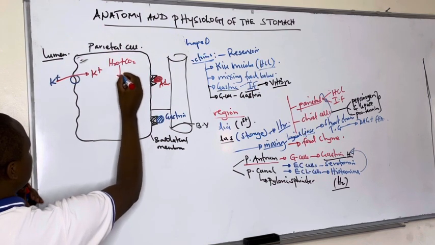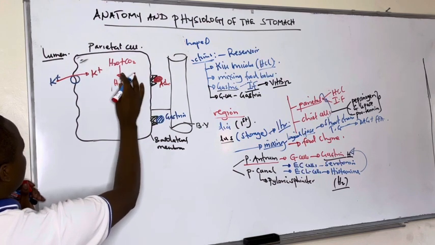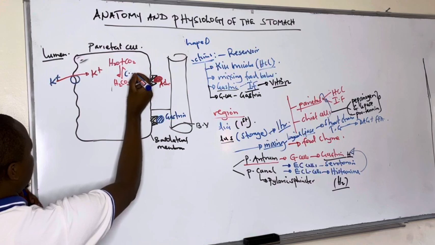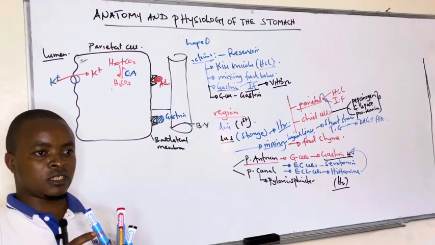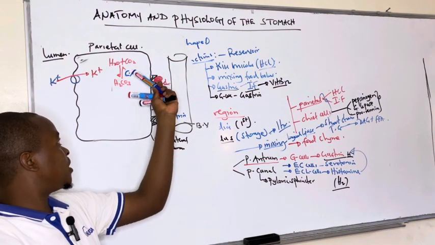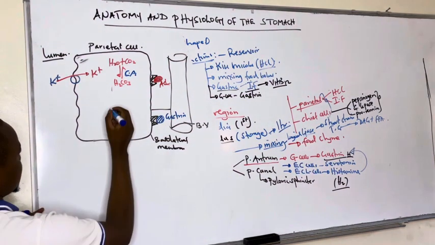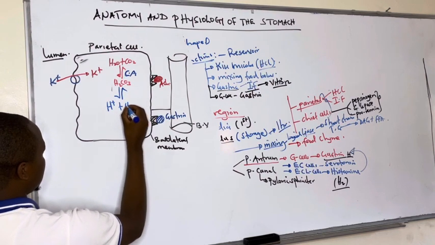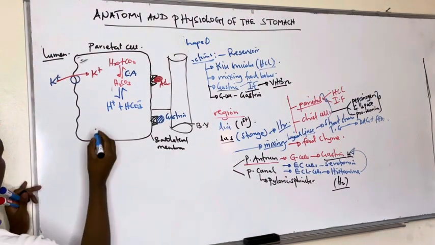And when it combines, it forms weak carbonic acid. And this weak carbonic acid formed, it occurs in the presence of carbonic anhydrase enzyme. Carbonic anhydrase enzyme catalyzes the combination of water and carbon dioxide to form weak carbonic acid. And because it is weak, it dissociates to give hydrogen ions plus bicarbonate.